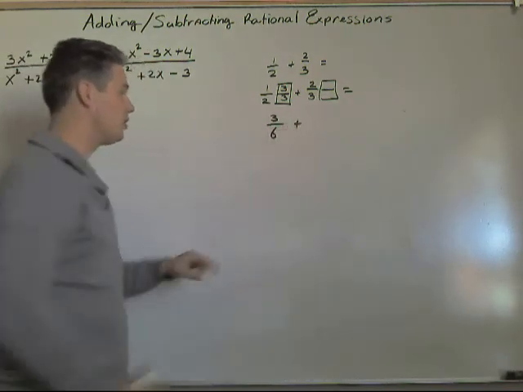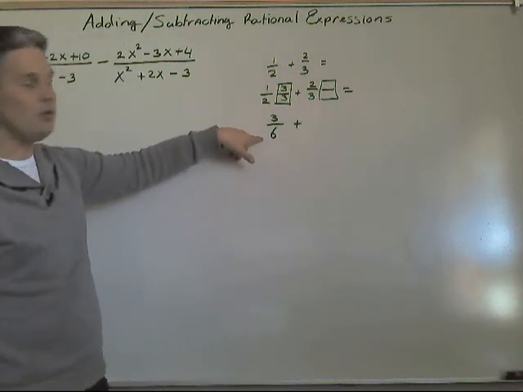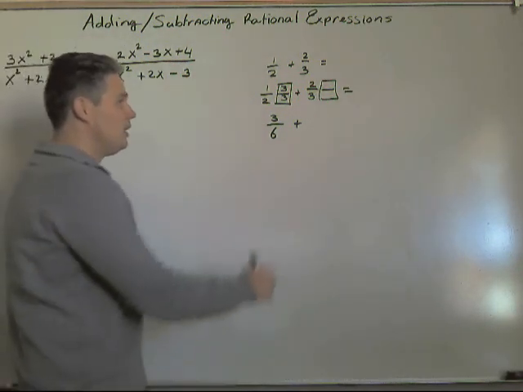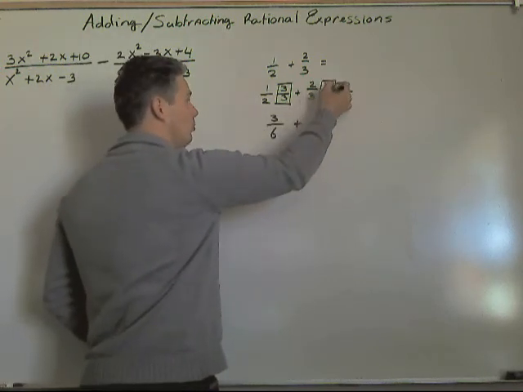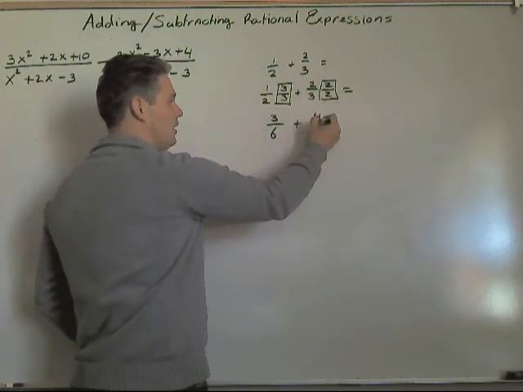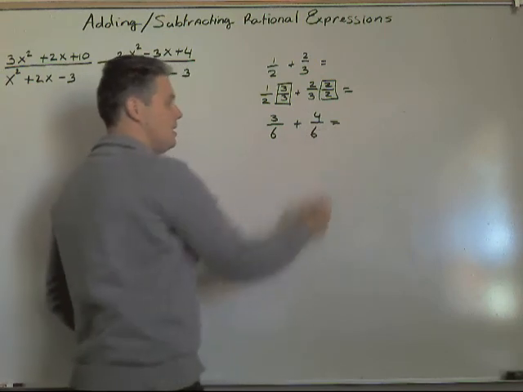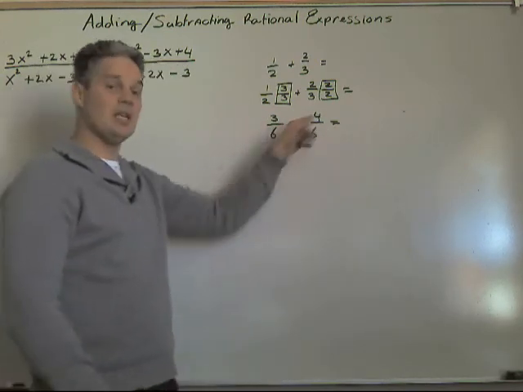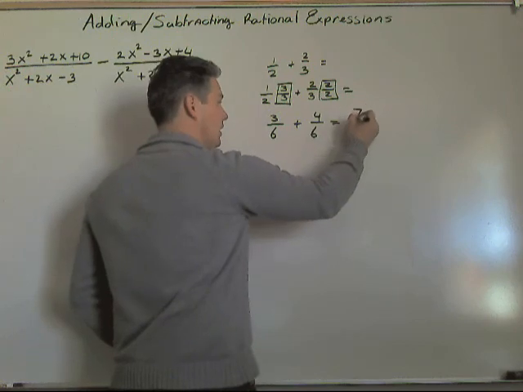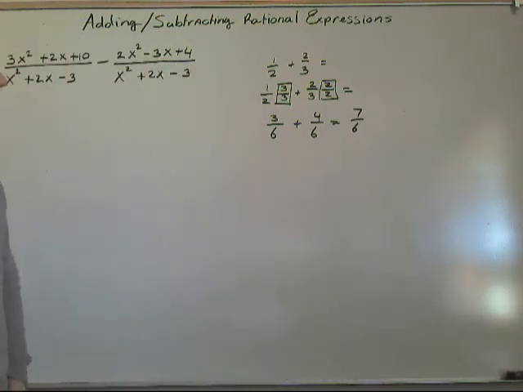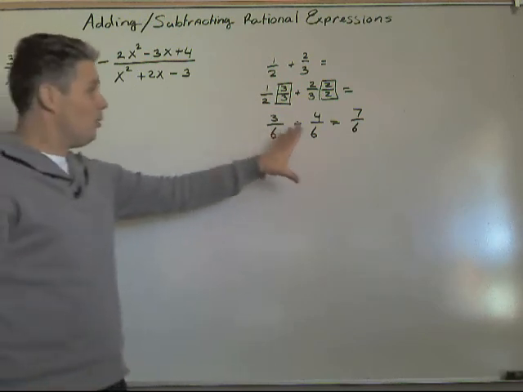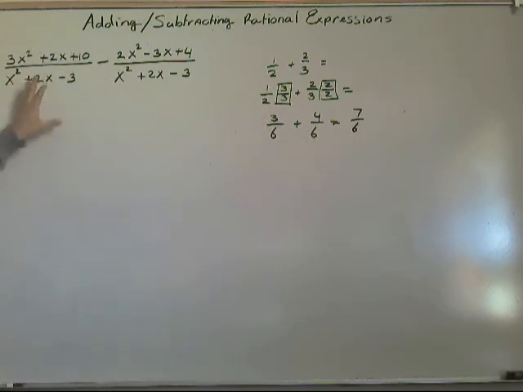And if we just check our work, 3/6 we know is the same as 1/2. Now over here I want to also create the same denominator of 6, so I multiply with 2 over 2, so that makes 4/6. And now we have common denominators. We can add the numerators together and you get 7/6 as an improper fraction, or 1 and 1/6 as a mixed number.